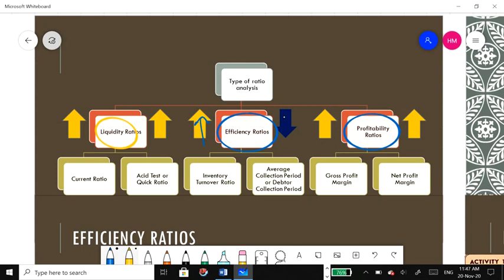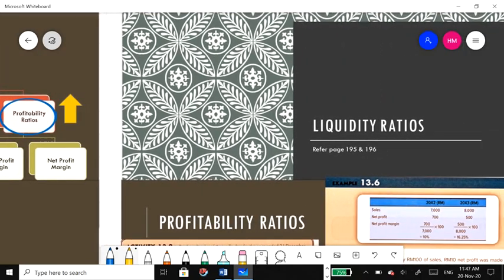Gross profit margin pun, the higher the gross profit margin, the better the performance of the company. And net profit margin pun, the higher the net profit margin, the better the performance of the company. Ni I dah pun summarizekan dia. So kerja you sekarang, you perlu ingat setiap formula. Memang kena ingat, okay? Kalau you tak ingat, you tak boleh nak jawab. So untuk chapter 7 ni, soalan dia akan keluar dalam part B, question 4. So now, jom kita tengok one by one. Liquidity ratio. First, kita akan tengok liquidity ratio.